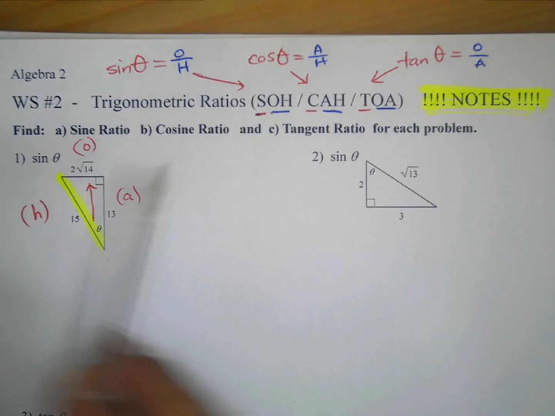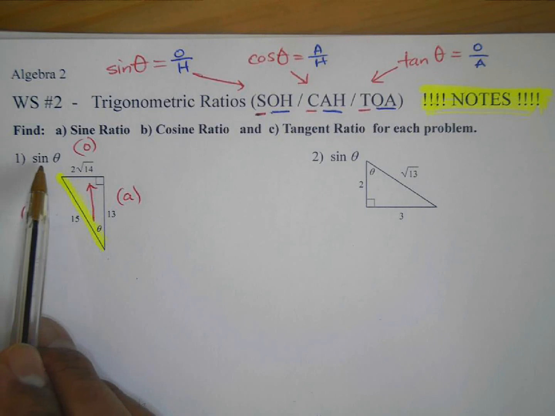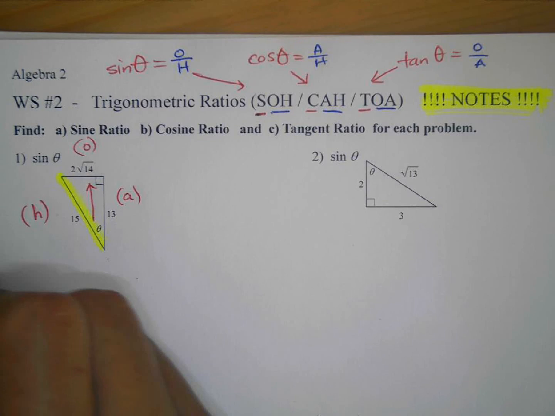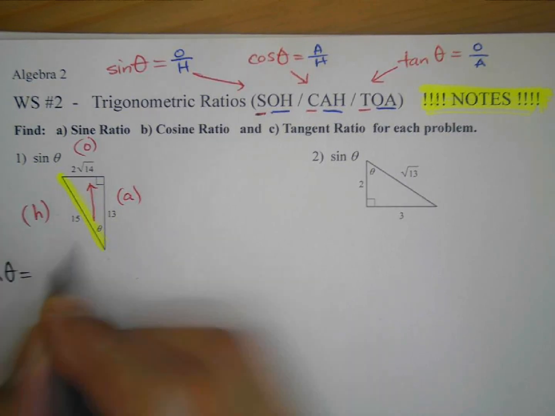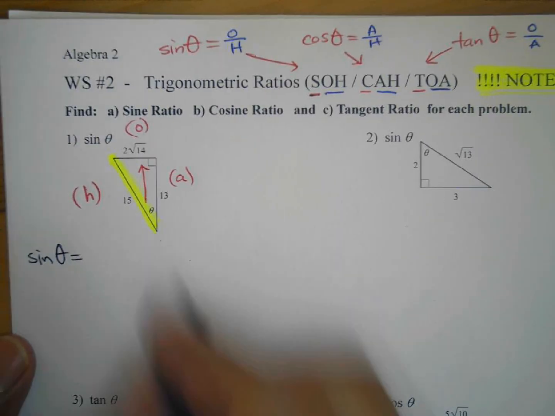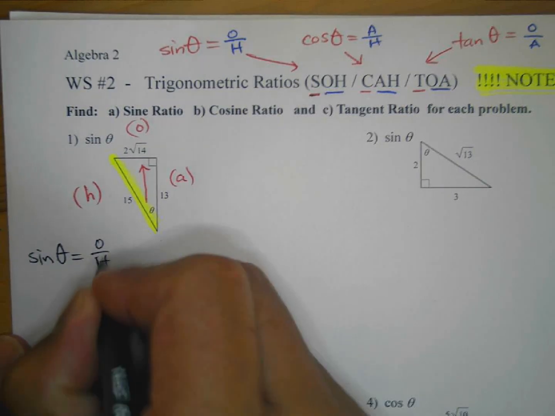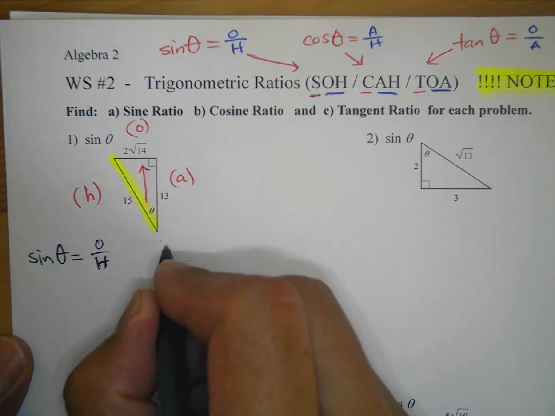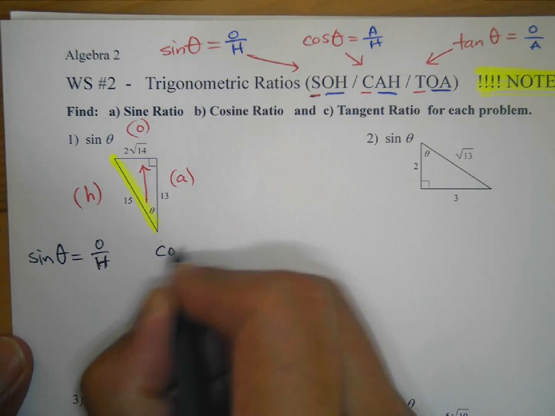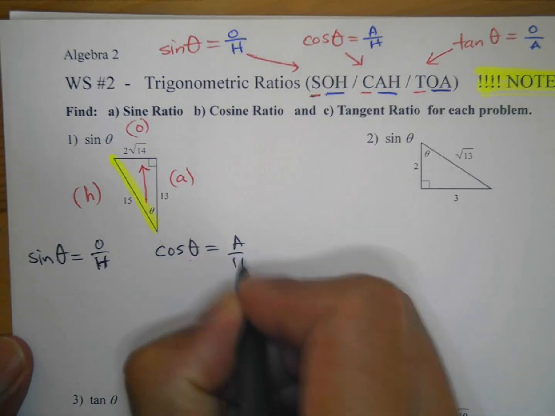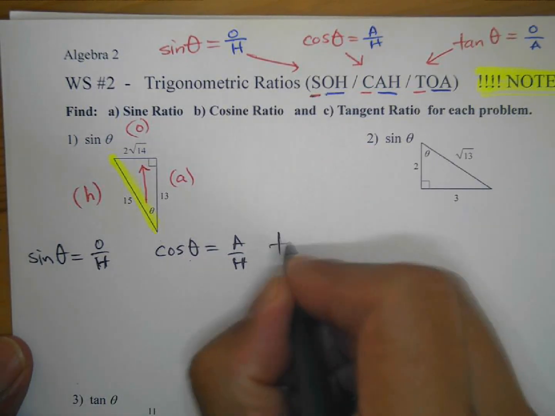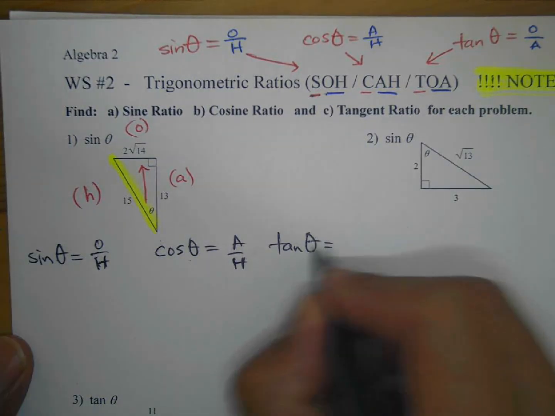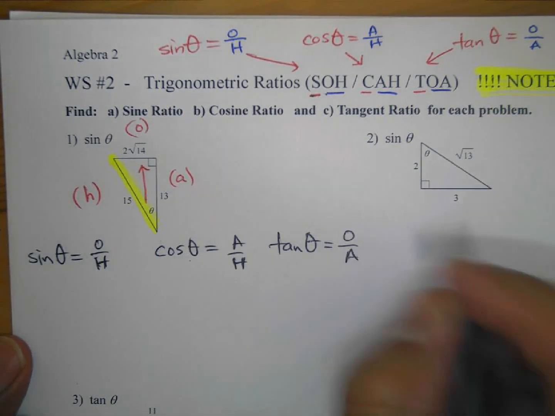Okay, so we're going to find, again, all three: sine, cosine, and tangent. Even though this one just says sine, we're going to find all of them. So we know sine is, we wrote it over here, SOH. And then CAH is cosine, which is A over H. It seems like you did this already because this is similar to what you did on the last assignment. TOA is tangent, O over A.